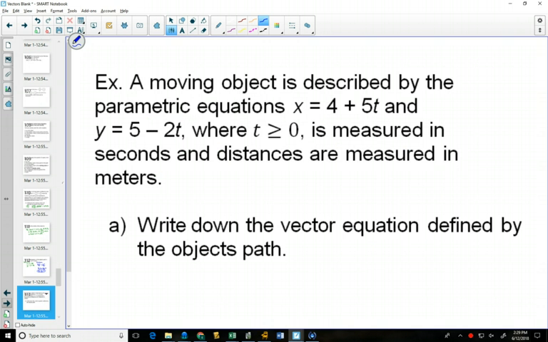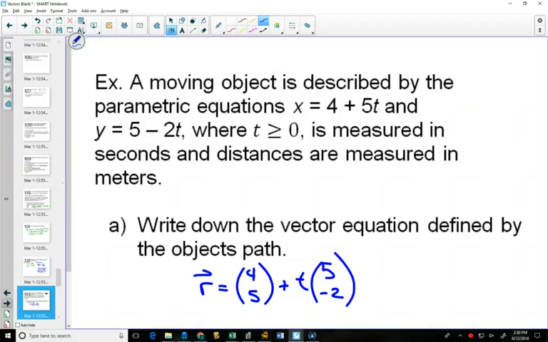So our second example here, we've got the parametric equations given to us. Time is measured in seconds, distances in meters. Write down the vector equation. So from our parametric equations, we know that our starting point is (4, 5). And our direction vector or velocity vector is (5, -2). So write down our velocity vector.